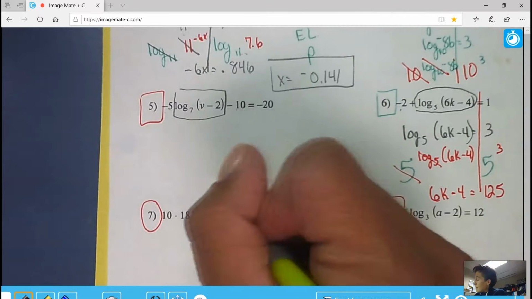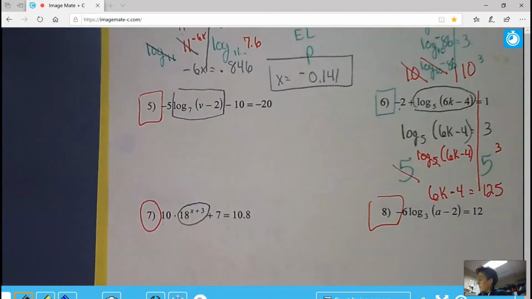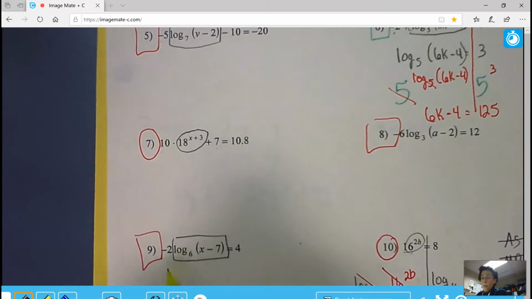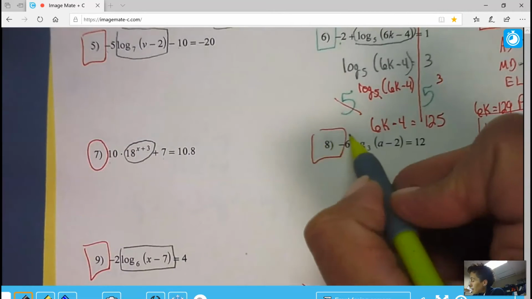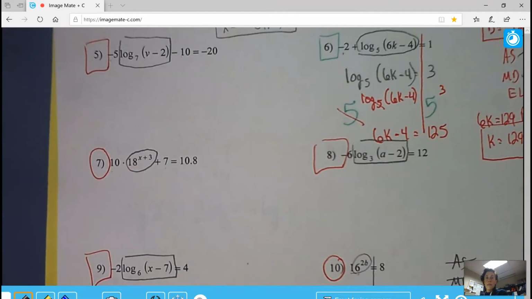On 7, this is the base and the exponent. So I want to move the 10 and the 7 over. On number 9, this is all part of the log, so I'll only need to move the negative 2 over. And then on number 8, very similar, this is part of the log, so I'll need to move the negative 6 over. And that's it.